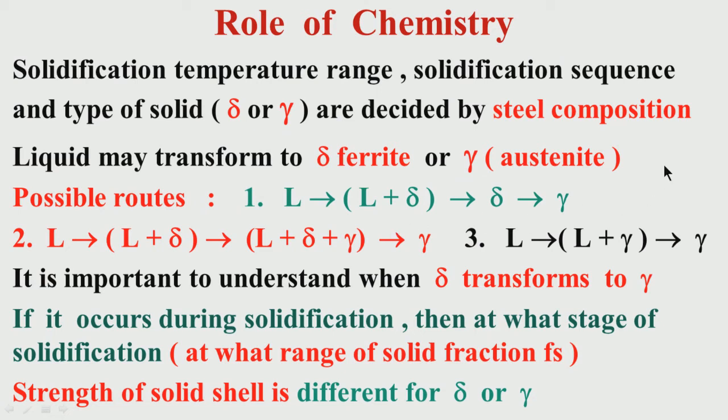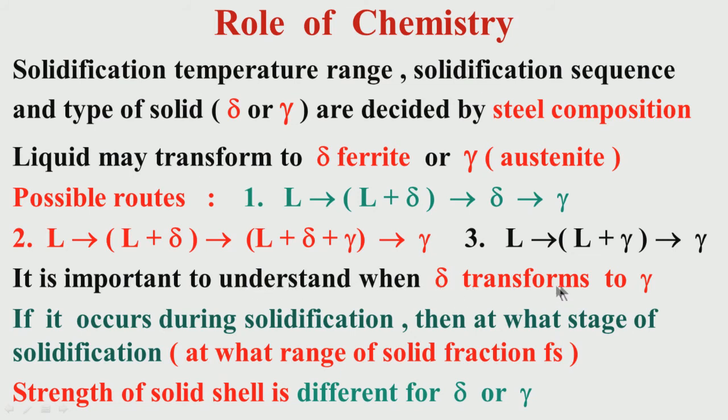So, that factor, that means the chemistry will dictate carbon equivalent for plain carbon and low alloy steels, and for stainless steel nickel equivalent by chromium equivalent. This ratio will determine the specific chemistry, and will dictate how the solidification takes place.